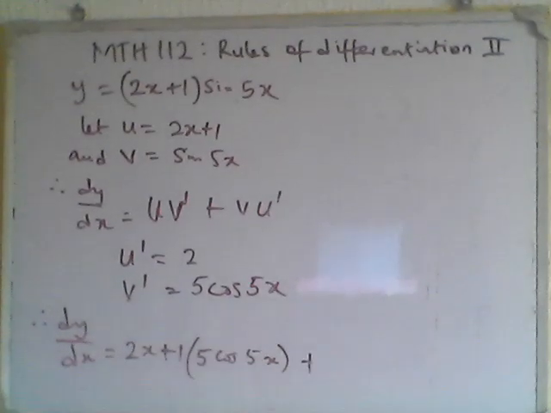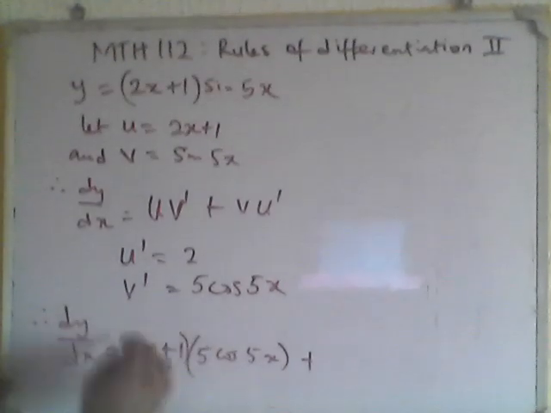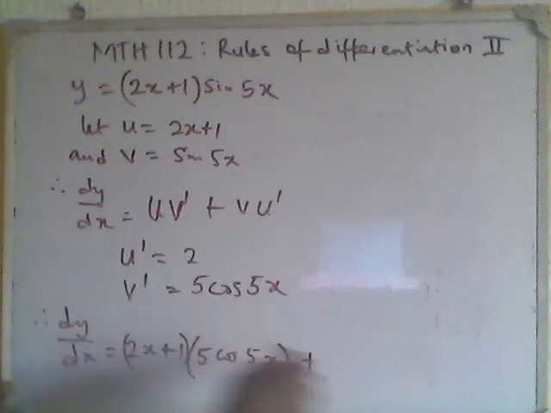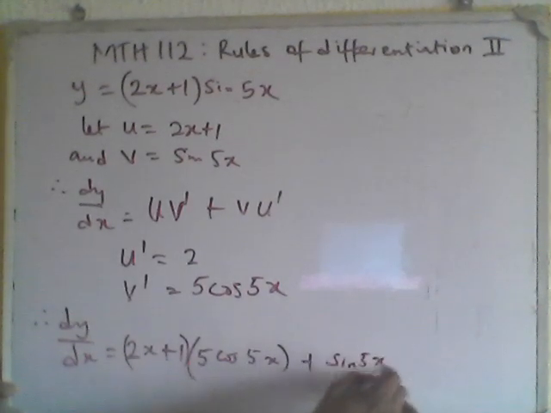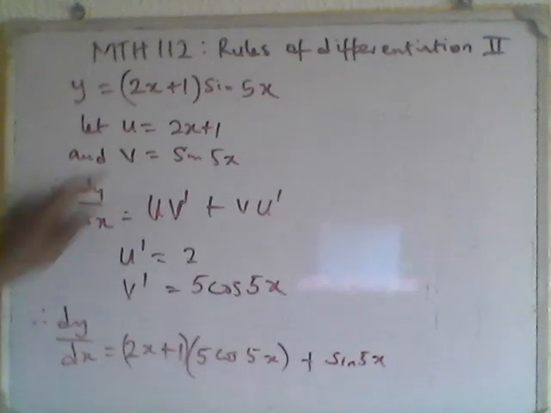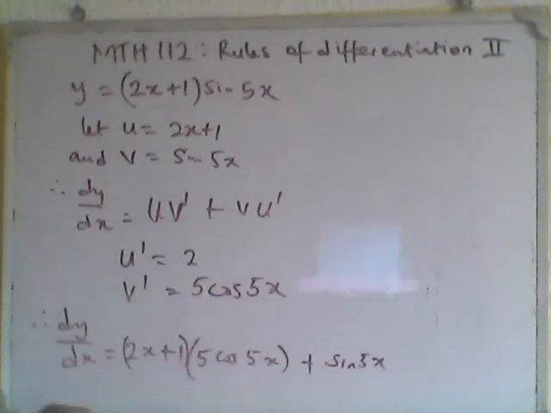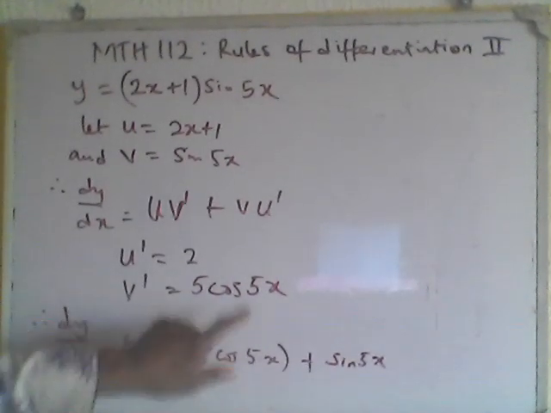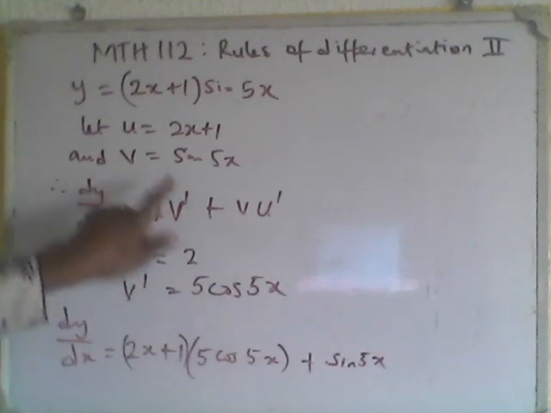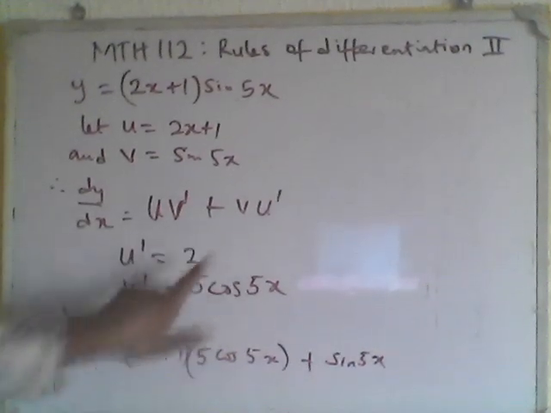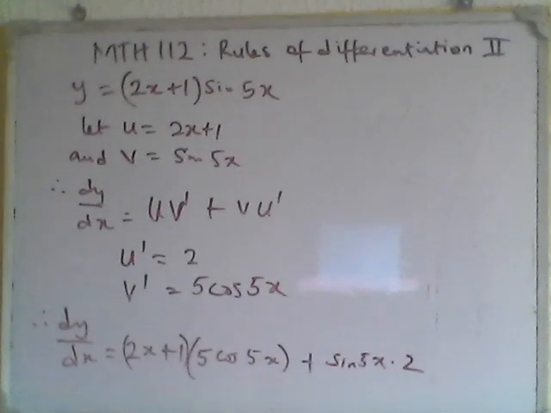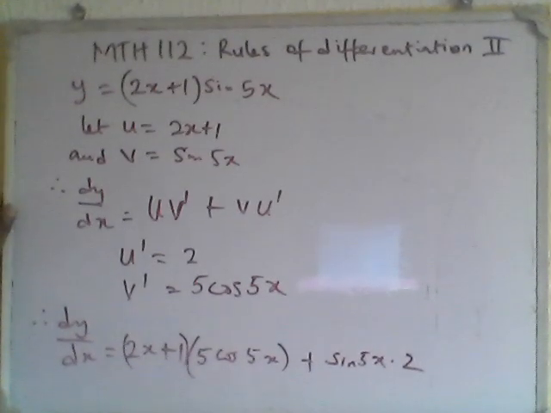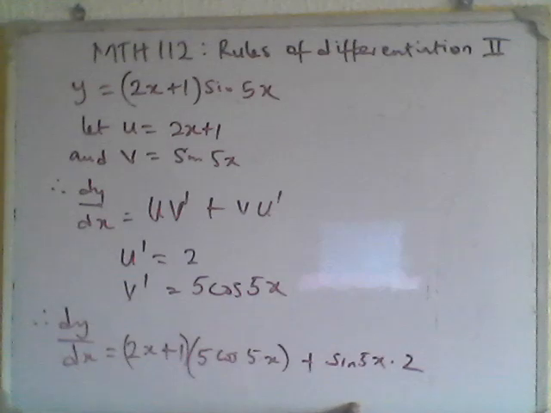Plus, this one is together, plus this plus, then v is sine 5x. When you are doing this, just follow it gradually. Just plug in all of the values in the respective places. I am here now. I've gotten my v. Then u prime or differential is just 2, dot 2, dot 2. Okay. So here now, I can simplify this.